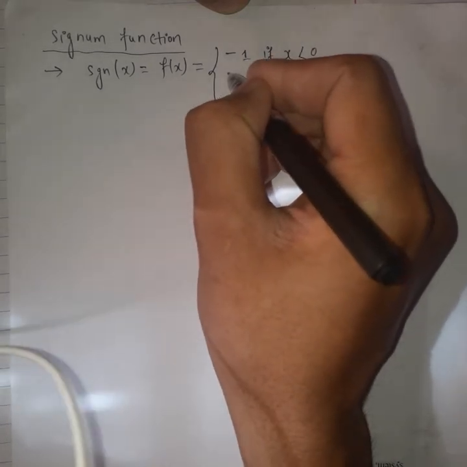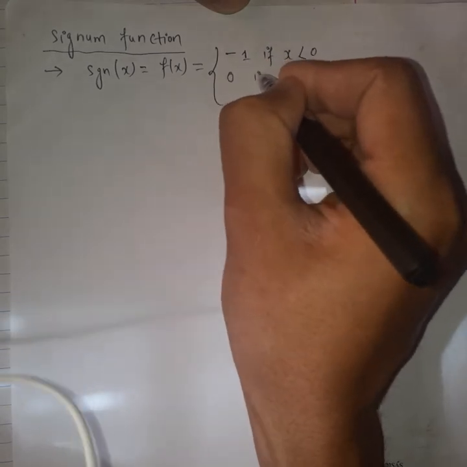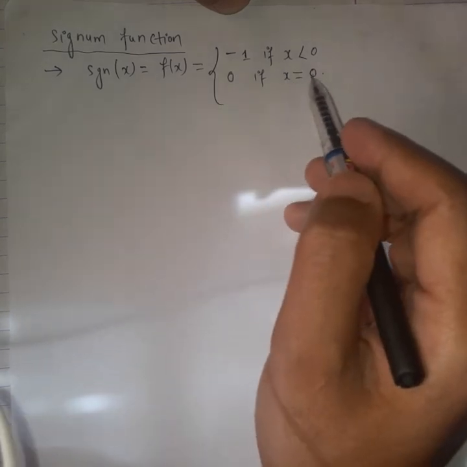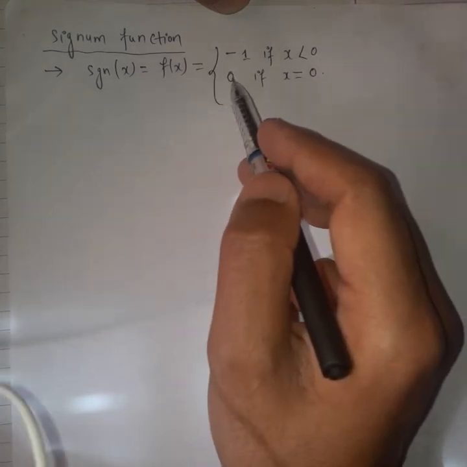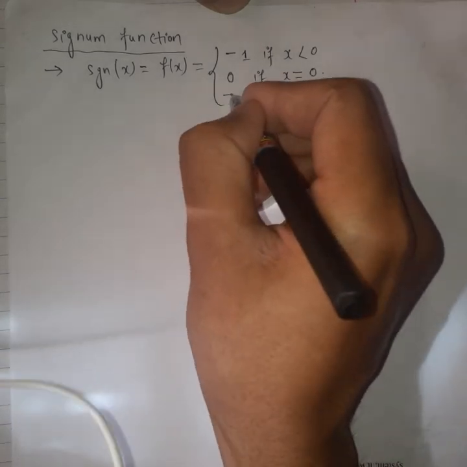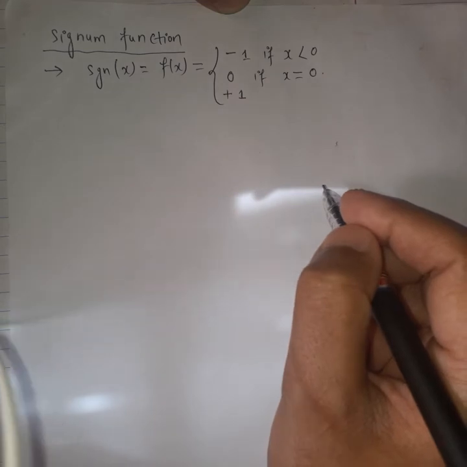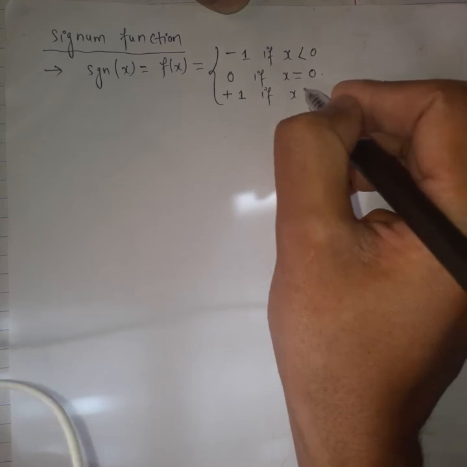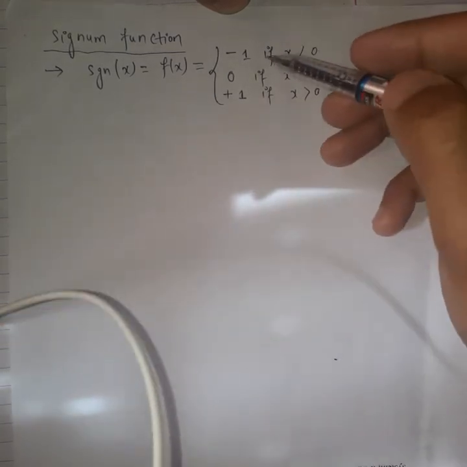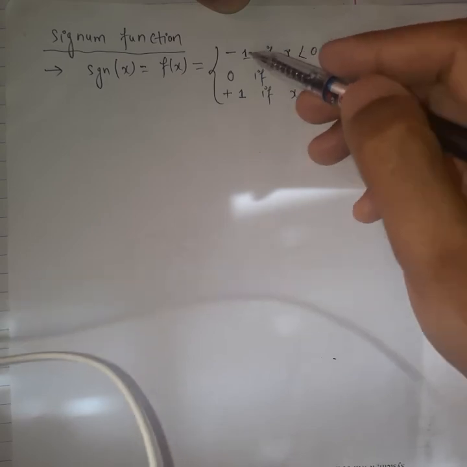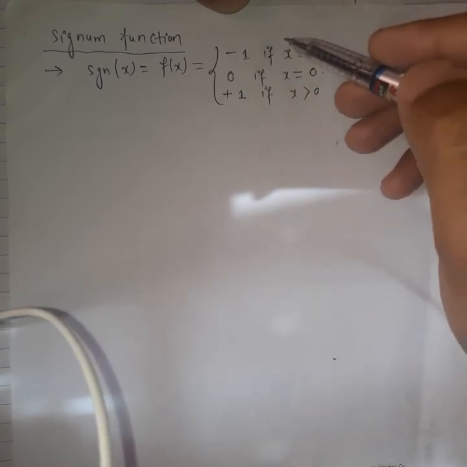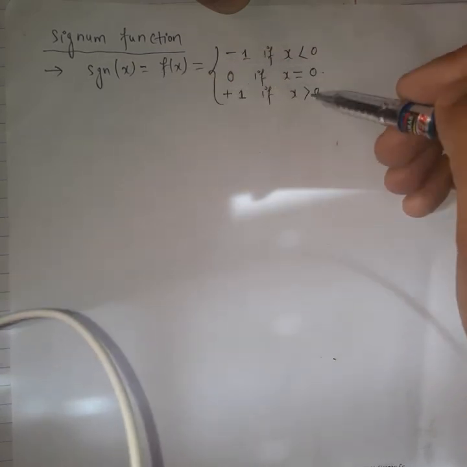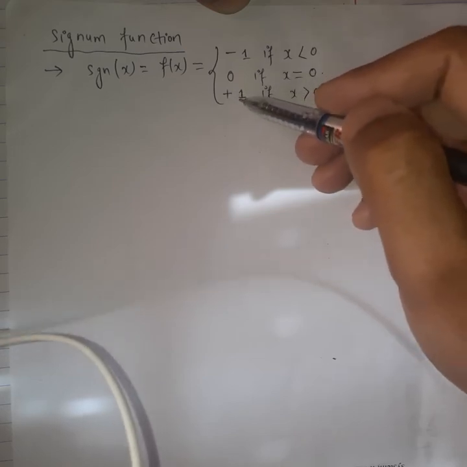Similarly, the output of the signum functions will be 0 if the value of x is exactly 0. If the input is 0, then the output will be 0. Similarly, the output will be +1 if the input is positive. So when the input is negative, the output will be -1, when the input is 0, the output is 0, and when the input is positive, the output will also be positive.